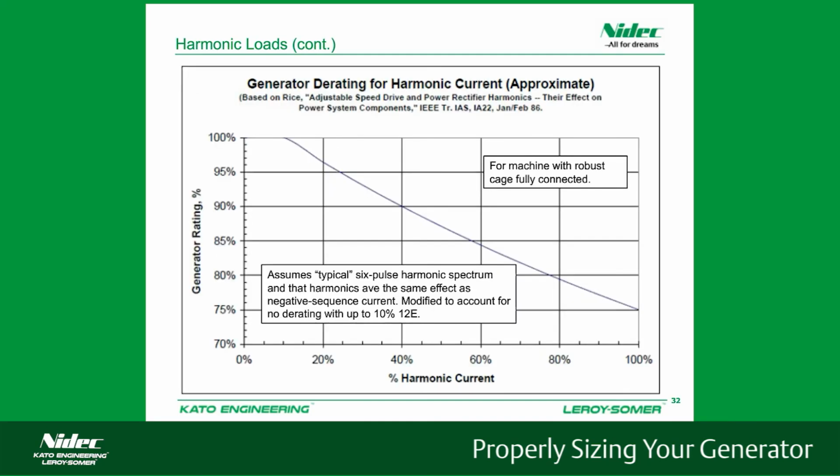So here we have a typical derate chart for harmonic current, and per IEEE, our units are designed to handle up to 10% harmonic current with no derate. So you can see at 10% we're at 100% of the generator rating. As the harmonic current increases, we have to dial back that generator rating, or to keep the same rating, we would have to increase the size of the machine.